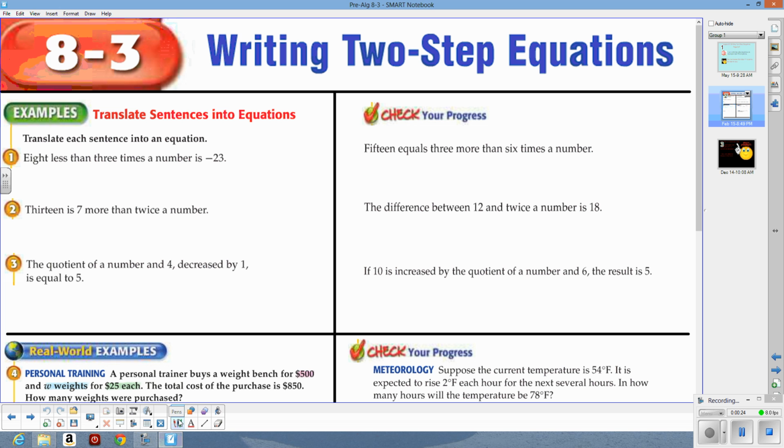8 less than 3 times a number is negative 23. Remember, the word "is" is going to be where your equal sign is. Now to write 8 less than 3 times a number. If you want 8 less than something, that means to take 8 away from it. So I'm going to take away 8 from 3 times a number. And I show 3 times a number by writing 3n. So right there is 8 less than 3 times a number is negative 23.